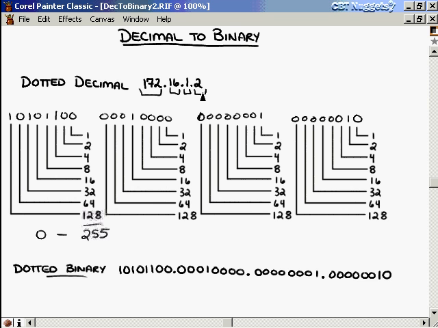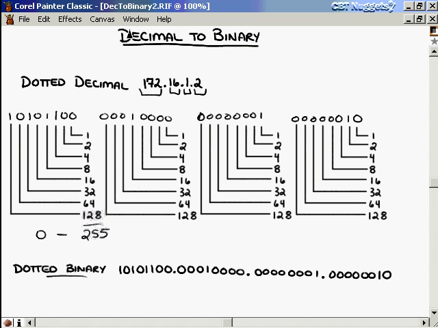This is key in knowing how to subnet. This is the basics. This is the building block. And really what's going to help you out the most is just memorizing these place values, 1, 2, 4, 8, 16, 32, 64, and 128 in the binary world.